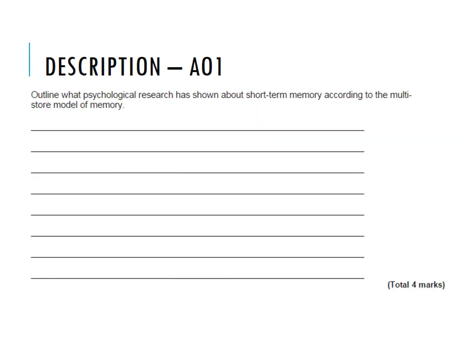Outline what psychological research has shown about the short-term memory according to the multi-store model of memory. So here we are just saying what our short-term memory is in terms of encoding, capacity, and duration, and what research has shown about each of these 3 features of short-term memory.